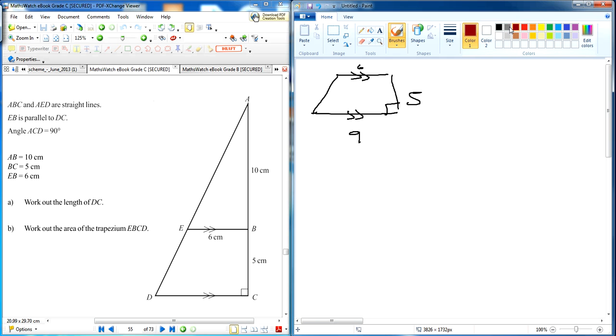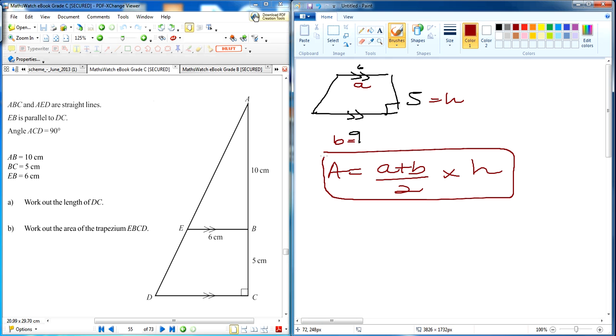What's the rule? Come on, give me the formula, please. Area is equal to half, A plus B, times by the height. Okay, the A value is one of the parallel sides and the B value is the other parallel side. And the height is here. So that's our rule for the area of a trapezium.